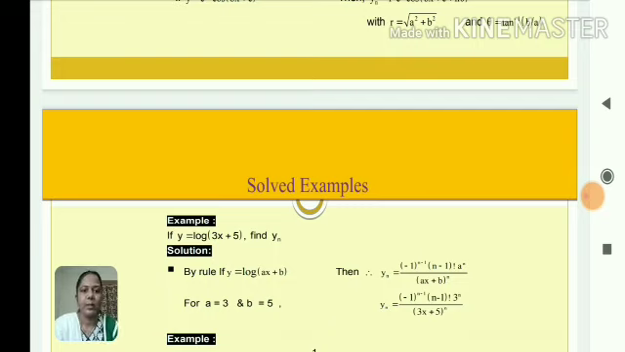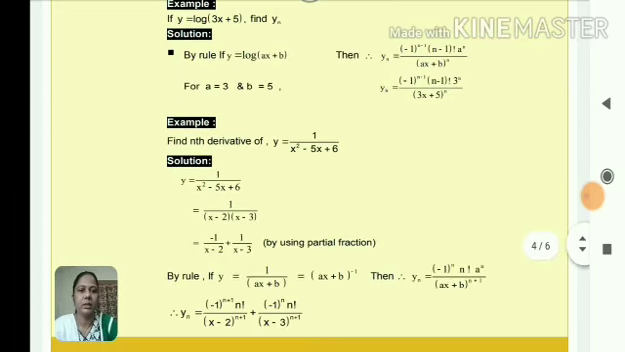So here, comparing the function with log(ax plus b), our a is 3 and b is 5. So we just have to replace a by 3 and b by 5 in the same y_n formula. So our y_n becomes minus 1 raised to n minus 1, (n minus 1) factorial, 3 raised to n upon (3x plus 5) raised to n. So it's a simple solution.